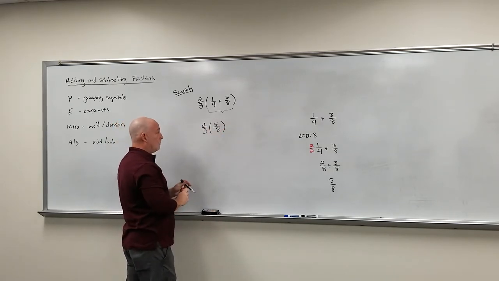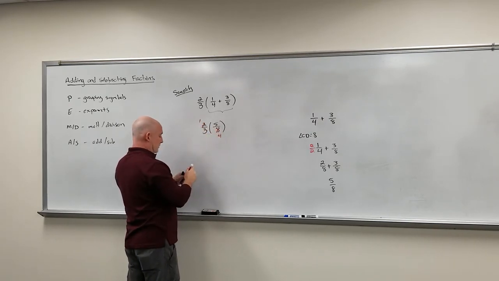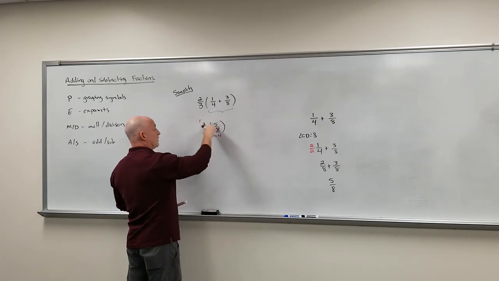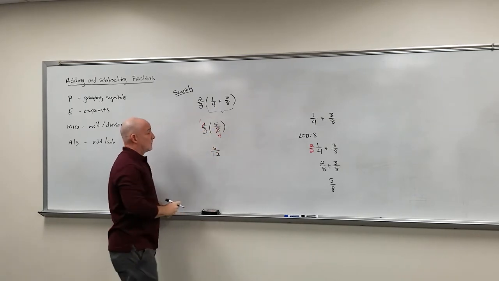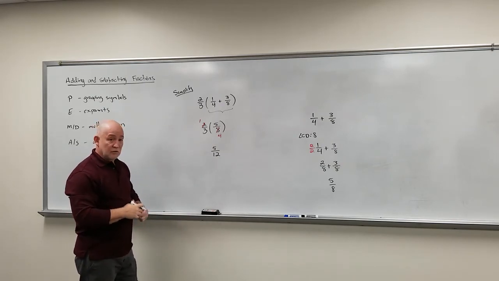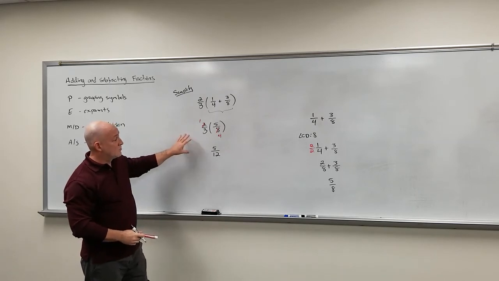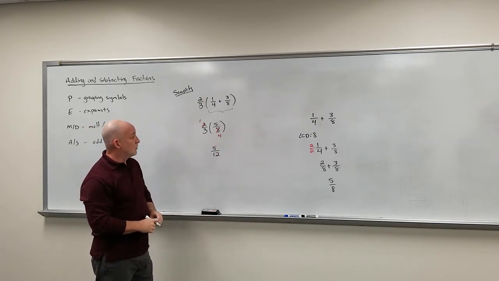But remember, we can reduce first. And I see that I can reduce this 2 and the 8. 2 can go into 2 once, can go into 8 4 times. Now when we multiply straight across the top, I have 5/12. So notice your order of operations doesn't change. You still follow the same steps. However, when you have fractions, you may have to do a little scribble work over to the side just to kind of keep the problem a little bit neater.